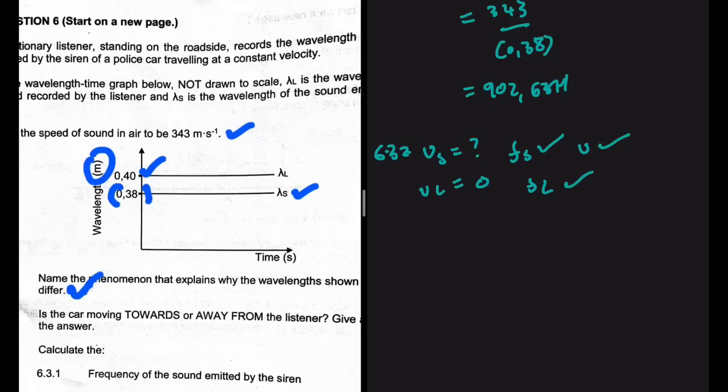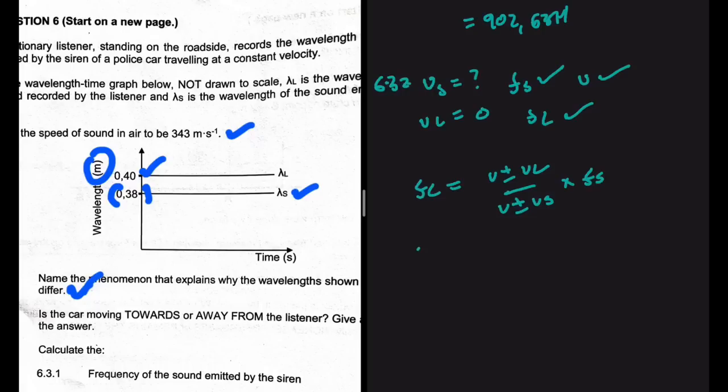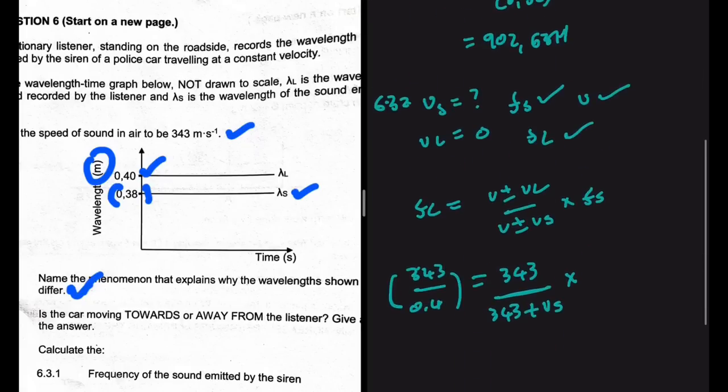So with these variables, we can say FL is equal to V plus or minus VL divided by V plus or minus Vs, multiplied by Fs. So FL, the frequency observed by the listener, is 343 divided by the wavelength, which is 0.4. And then we have V, which is 343. The listener is stationary, so plus or minus 0. And then we have 343. The sound source is moving away, so we're going to have plus Vs, multiplied by the frequency emitted by the sound source, which is 902.63.